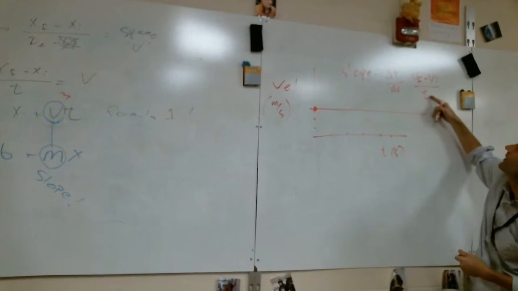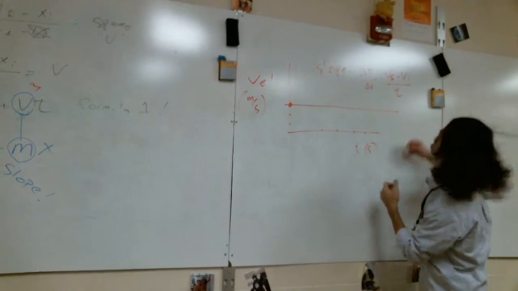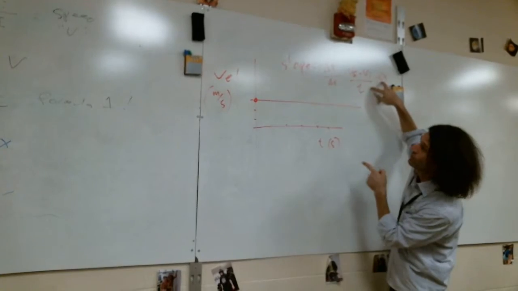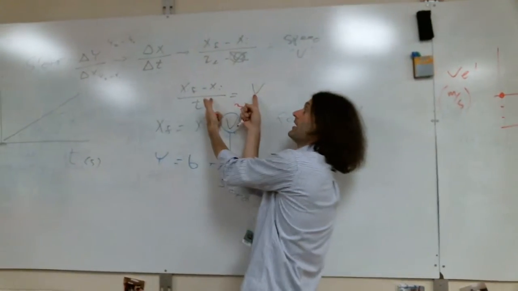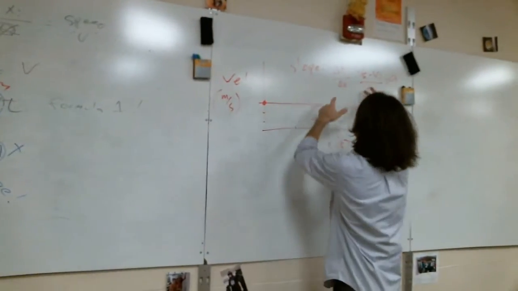A change in velocity over time, you know, is the definition of an acceleration. So this is the acceleration. This should look strikingly similar to this, with just different letters in it. So this is where formula 3 comes from.